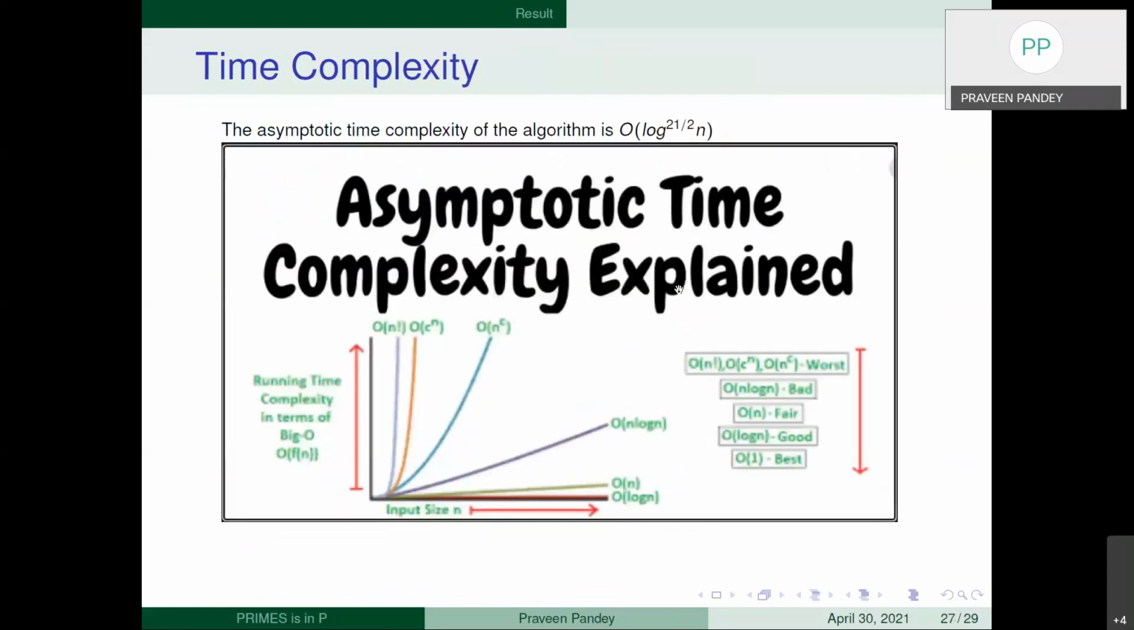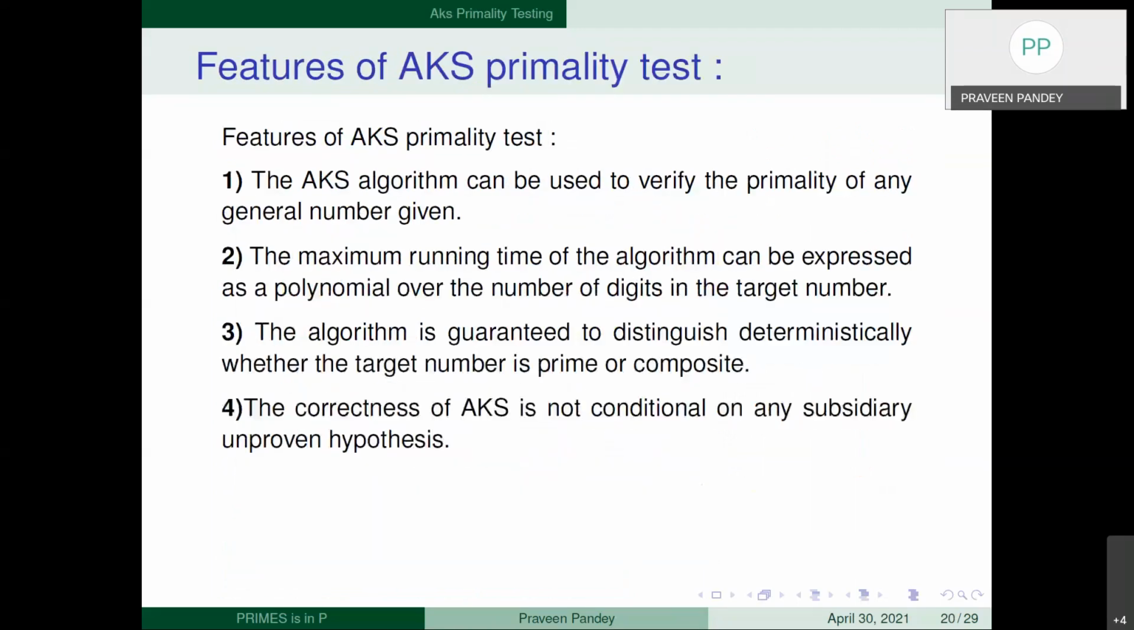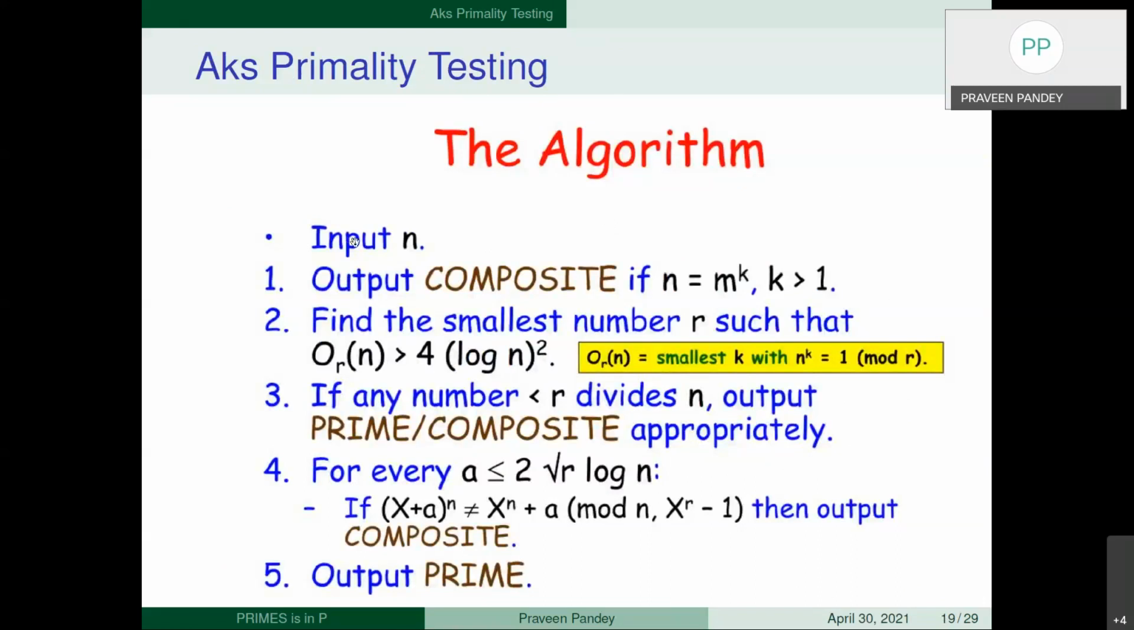So let's have more of a look at the asymptotic complexity part of the algorithm, since we have some time. In the first step, we take input n, and we output composite if n is equal to a raised to the power k for k greater than 1. This first step takes O of log cubed n. For the second step, we find r with the order of n greater than log squared n. This can be done by trying out successive values of r and testing that n to the power k is not equal to 1 mod r.